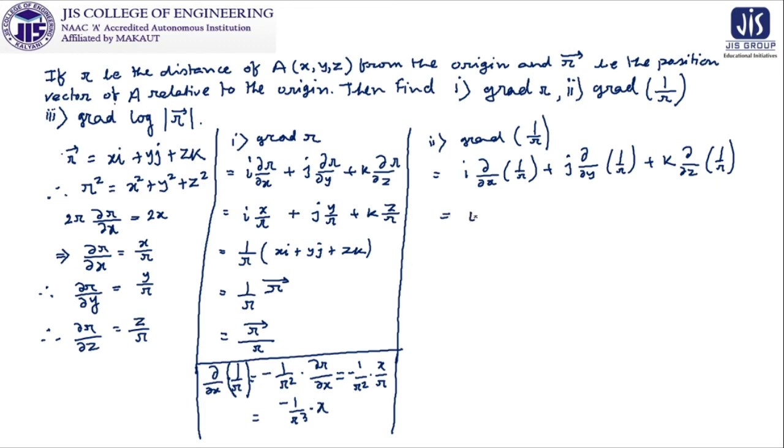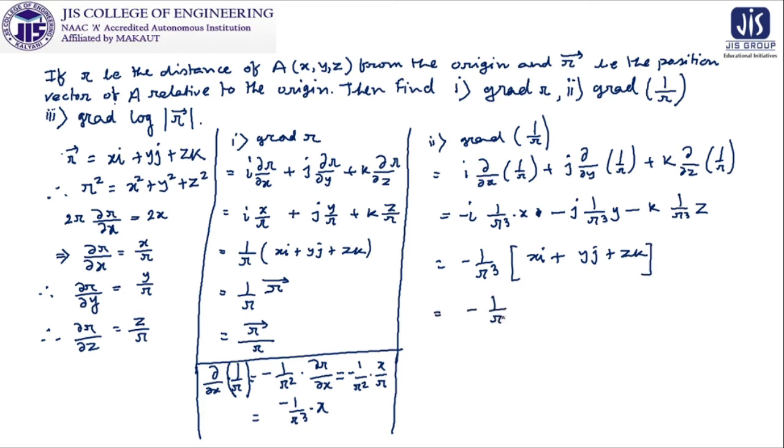So here I can write i times minus 1 by r cube on x. Similarly, we will get minus j 1 by r cube on y, minus k 1 by r cube on z. If I take minus 1 by r cube common, then we get xi plus yj plus zk.